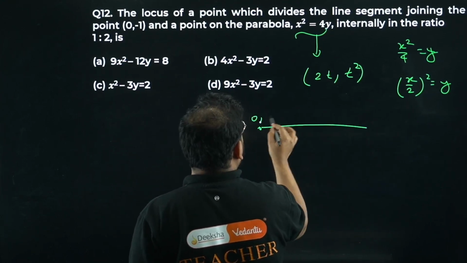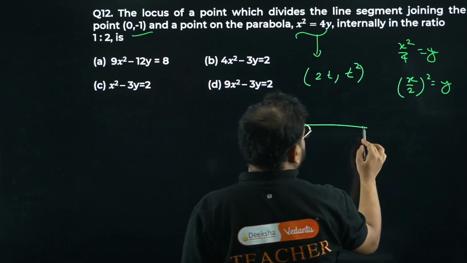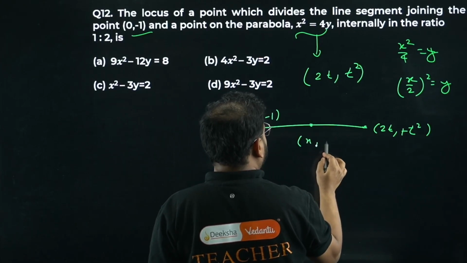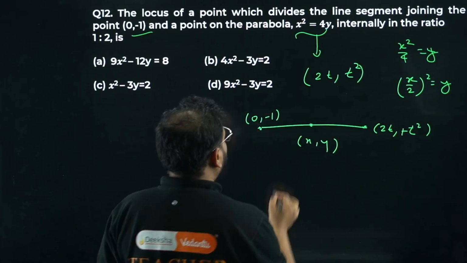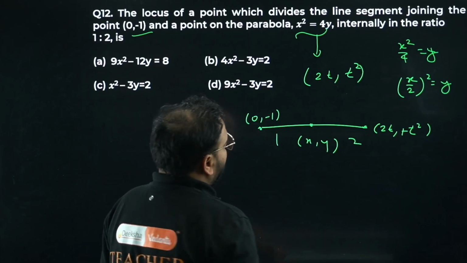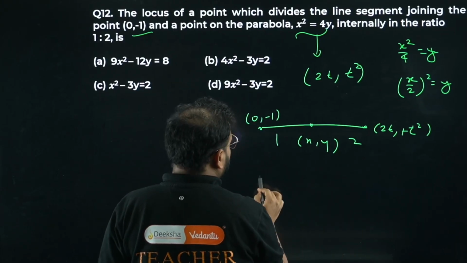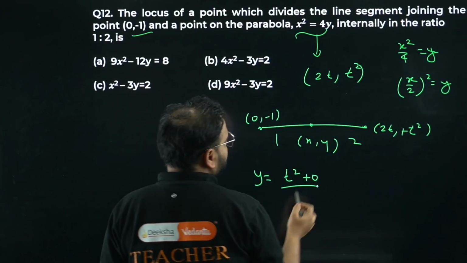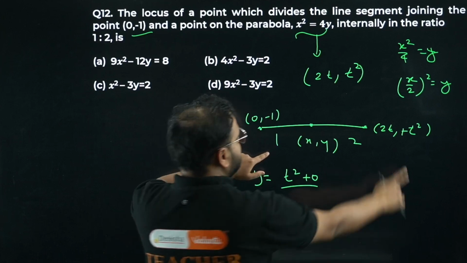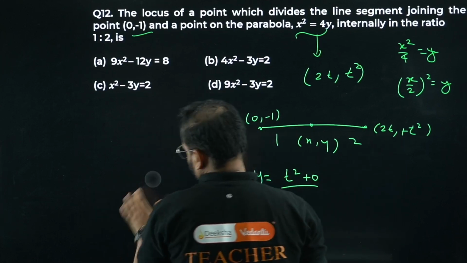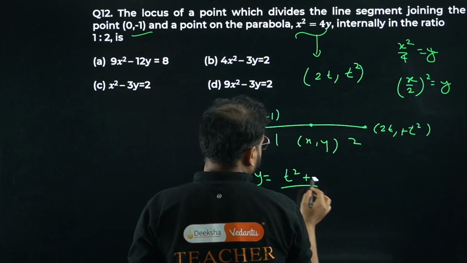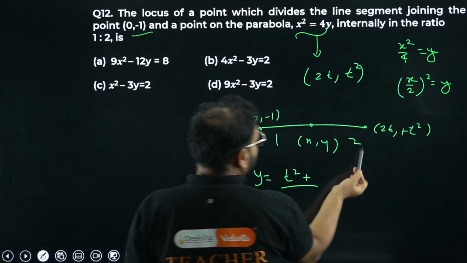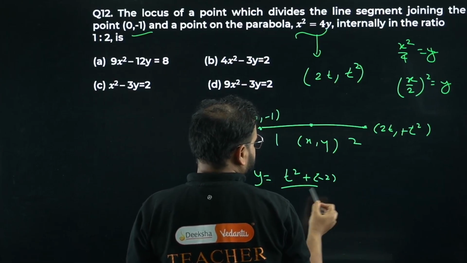First point is given as 0 comma minus 1. Other point is given as 2t comma t square. Let's call the dividing point's coordinates x comma y, which divides it in the ratio of 1:2. Apply the section formula. Let's say y will become 1 into t square, so simply t square, and 2 into minus 1, so minus 2, divided by 3.